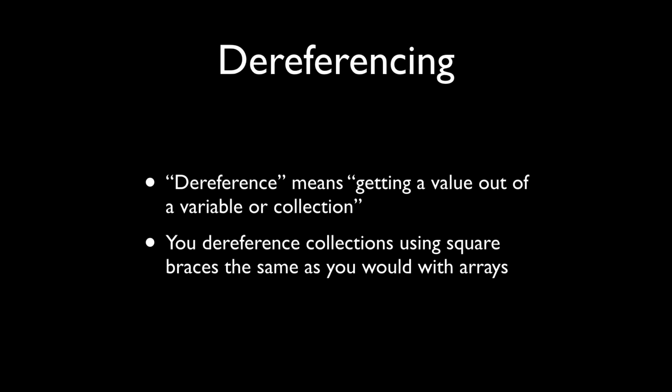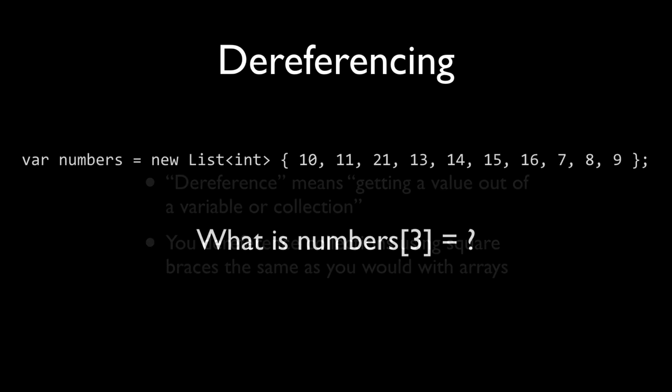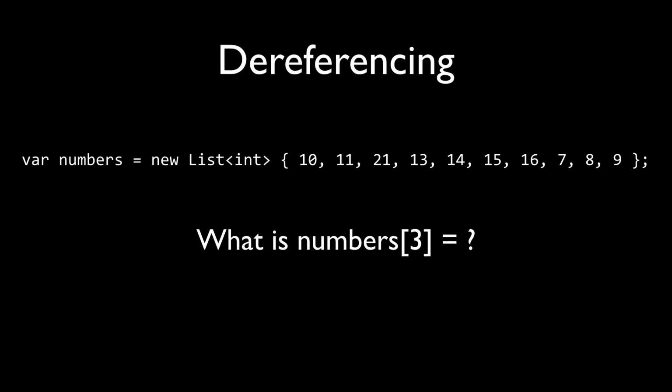All right, so dereferencing just refers to getting something out of a collection or even out of a variable. So let's look at an example. If we're going to dereference this particular list, what would numbers 3 actually be? Well, remember, we start at 0. So the first one is 10, that's 0. 11 is 1, 21 is 2, and 13 is 3. So the answer to this question would be 13. So that's really the trick, is don't forget about that 0. Other than that, it's the same as it is with arrays. Just look for those square brackets and the index inside, and it's the same.